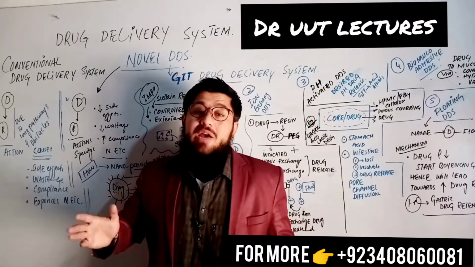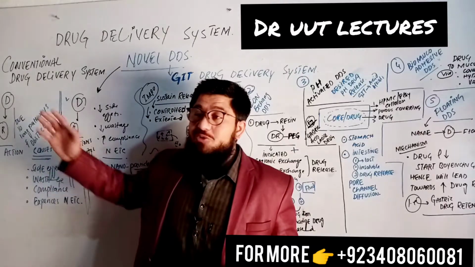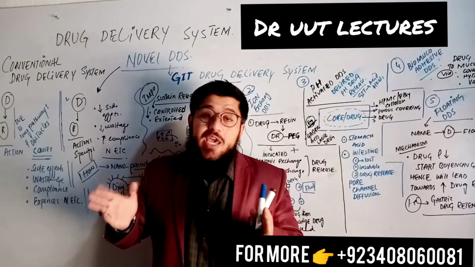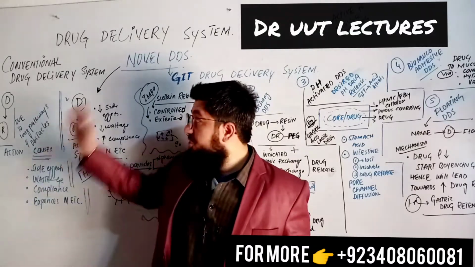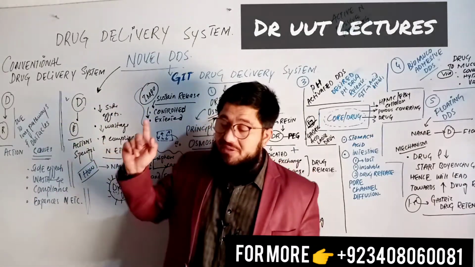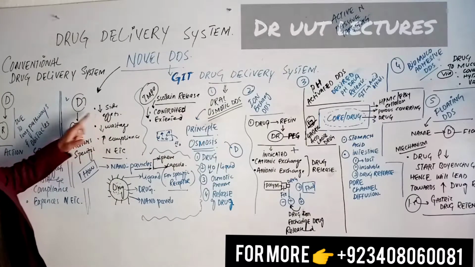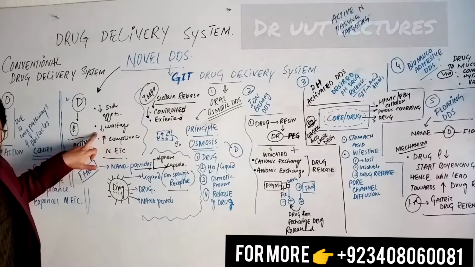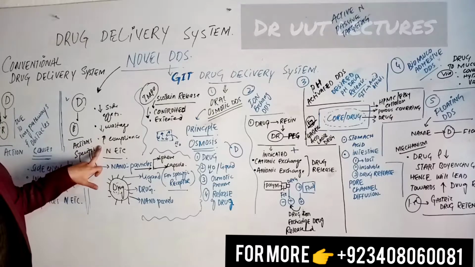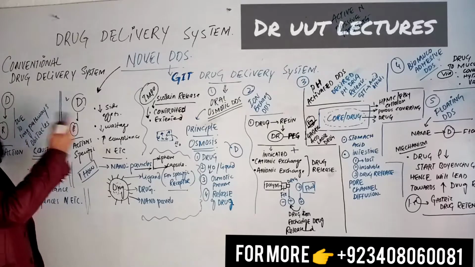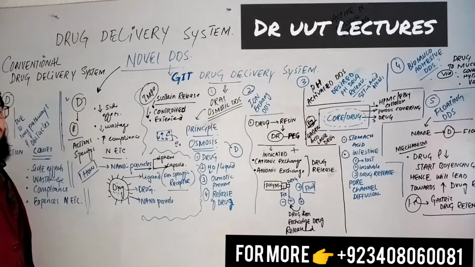What the researchers are doing now is switching towards the novel drug delivery system, meaning a new type of drug delivery system. If we follow this new type of drug delivery system, what will happen? We'll have reduced side effects, decreased wastage of drug, increased compliance of the patients, and so on. So what's happening in both cases, whether novel or conventional?